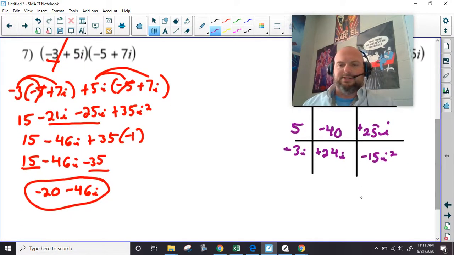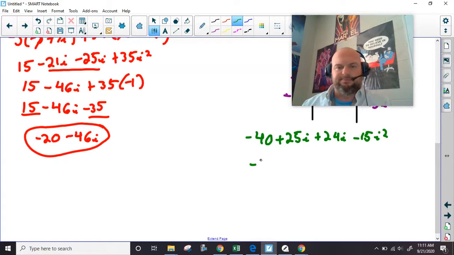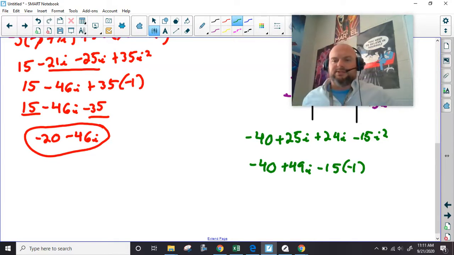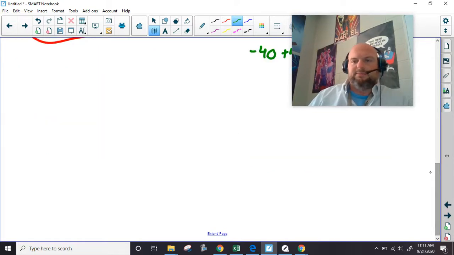All right, so when we pull out our terms here and change colors, negative 40 plus 25i plus 24i minus 15i squared. Basically, if you did both methods, right here is where you get back on track and everybody does the same thing. So negative 40, this plus 49i, minus 15 times negative 1. All right. So, because i squared is negative 1, and we just kind of keep going. This is going to jump.